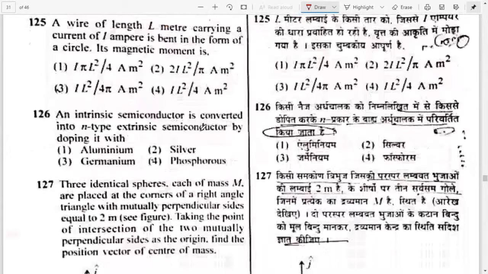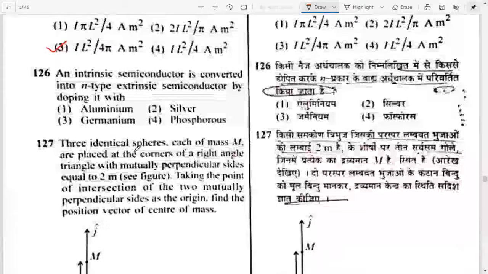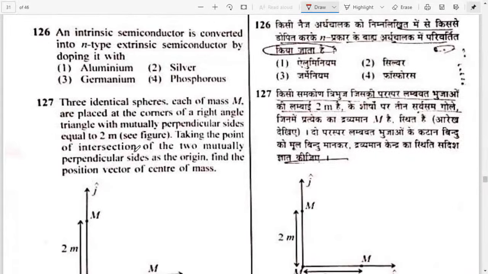Next, question number 125. A wire of length L meter carrying a current of I ampere is bent in the form of a circle. Its magnetic moment is, it is going to be option number 3, I L square by 4 pi. So the option number 3 is correct option, students. Next, an intrinsic semiconductor is converted into n-type extrinsic semiconductor by doping it with phosphorus. Option number 4 is correct option, students.